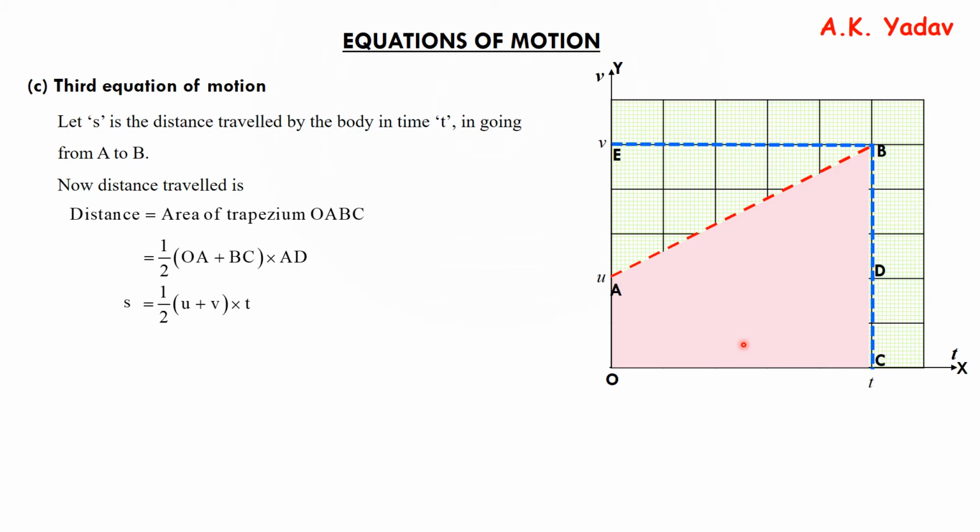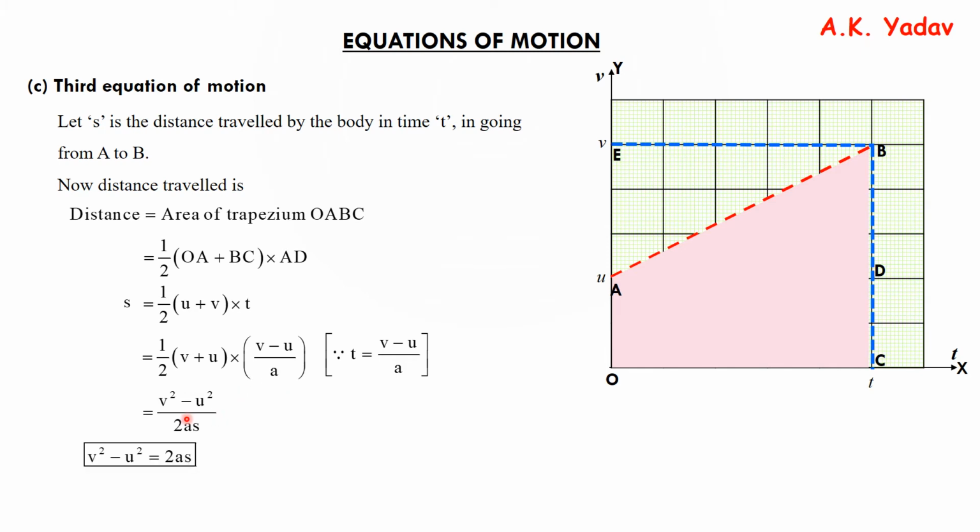Distance is s, half, OA is u, BC is v, and AD is t. Now t can be written as (v minus u) upon a using the first equation of motion. So on solving, on the right hand side it is v square minus u square upon 2a, and we can write the third equation, which is v square minus u square is equal to 2as, by cross multiplying. So we have derived the three equations of motion.